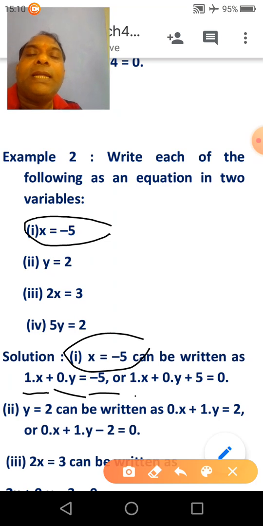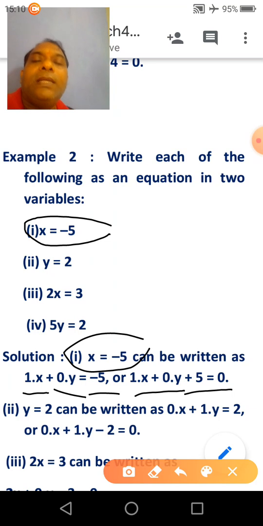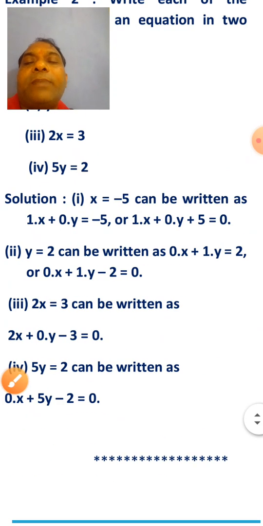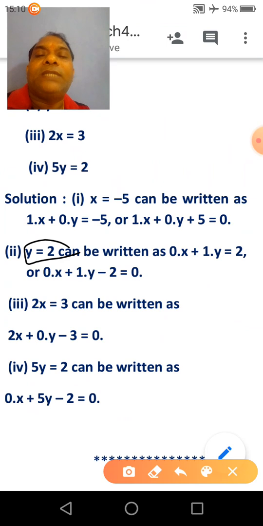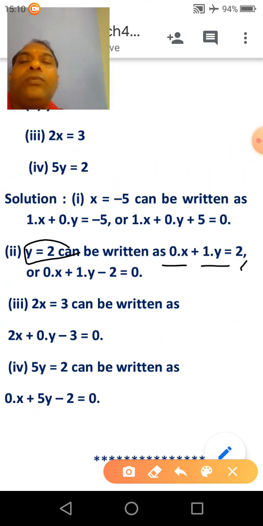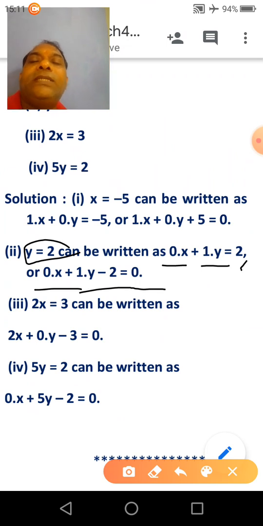Clear? Or you can write it 1 into x plus 0 into y plus 5 is equal to 0. Here a will be 1, b will be 0 and c will be 5. Clear? Now similarly, in second part, y is equal to 2, you have to write in the form of ax plus by plus c is equal to 0. You can write it 0 into x plus 1 into y is equal to 2, or 0 into x plus 1 into y minus 2 is equal to 0. So which is the standard form.